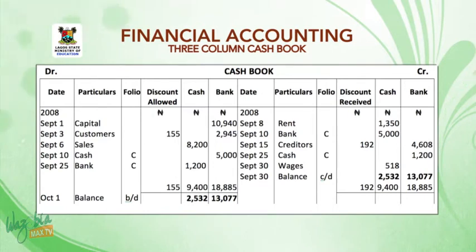Then September 6th, cash sales, which is 8,200 naira. You sell, and you receive the money. So under the debit side, under particulars, you write sales, and under cash, you write 8,200 naira.